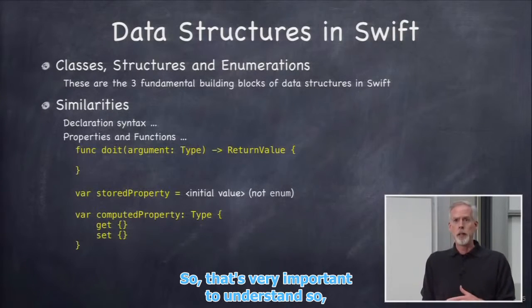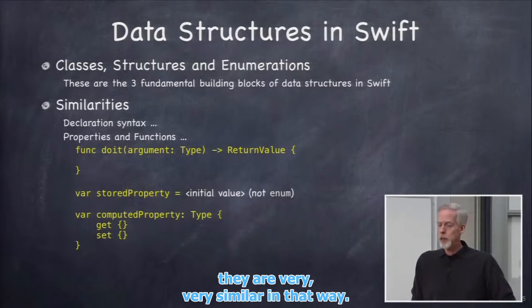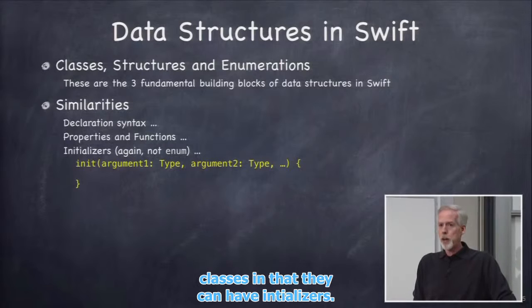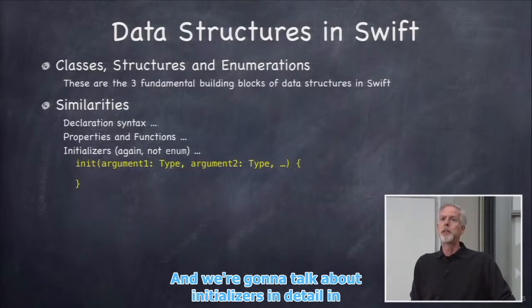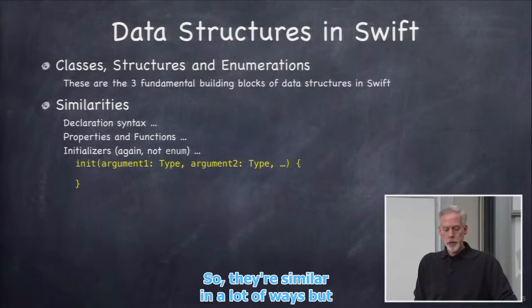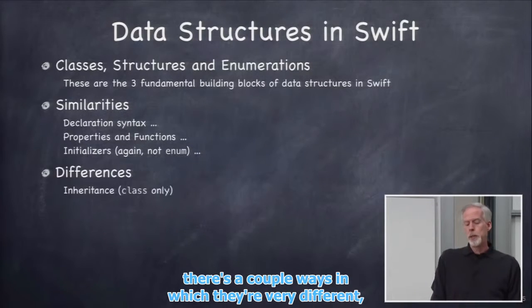Okay, so it's important to understand they're very, very similar in that way. They're also similar, at least structs and classes, in that they can have initializers. And we're going to talk about initializers in detail in a few slides. So they're similar in a lot of ways, but there's a couple ways in which they're very different.